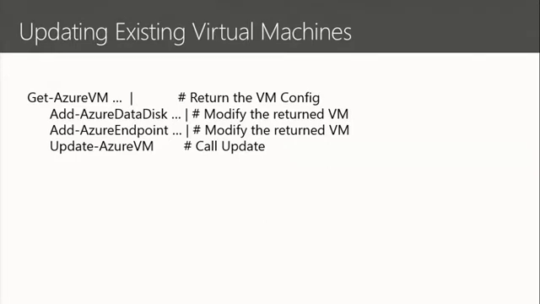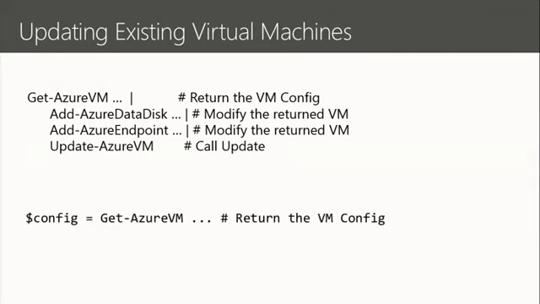So the main idea is you call Get-AzureVM, which returns back that same configuration object that you used during creation. We use other cmdlets, Add-AzureDataDisk and Add-AzureEndpoint, to modify that config, and then we call update. Same concept, we're just modifying a config and posting it back to the Windows Azure REST API.